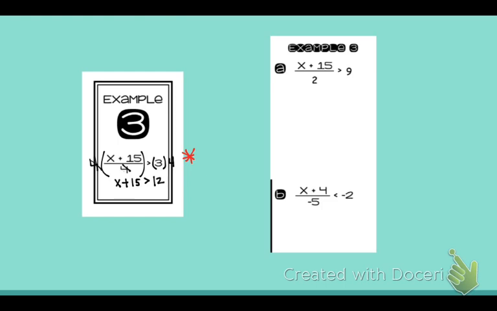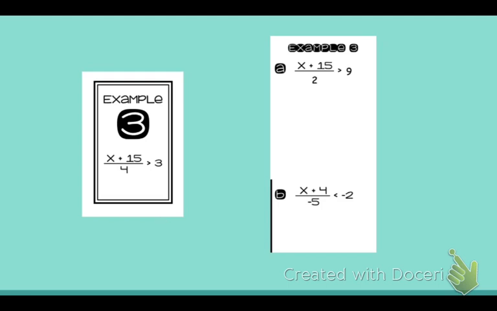Now I've got a simpler one step to solve. I'm going to subtract 15 on both sides. This cancels, bring down my x, bring down my greater than, and 12 minus 15 is negative 3. So my solution is all the numbers that are greater, to the right of negative 3. So I could plug in like 0.